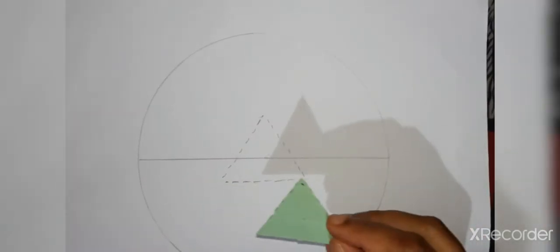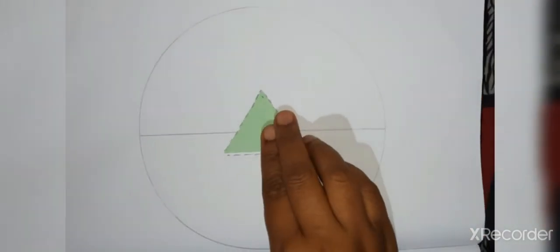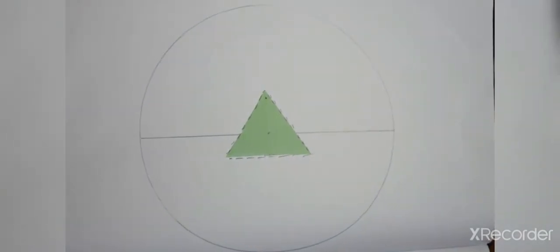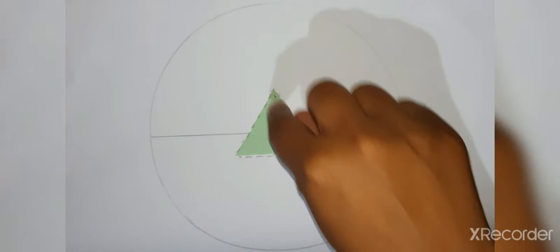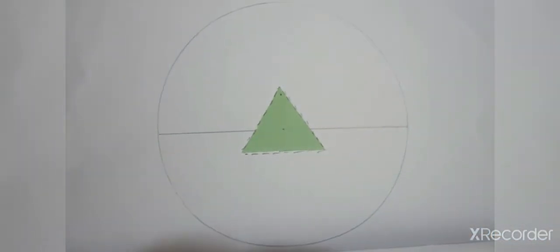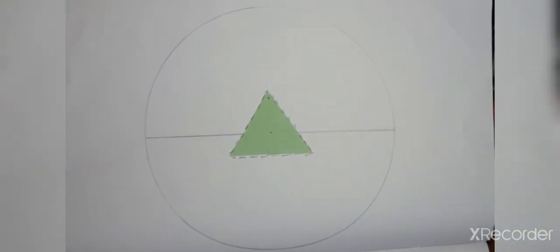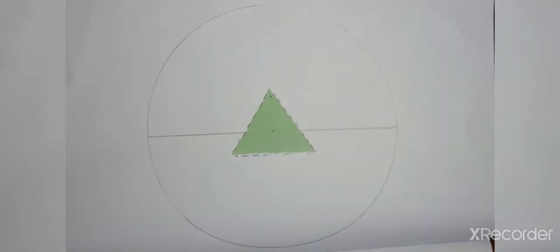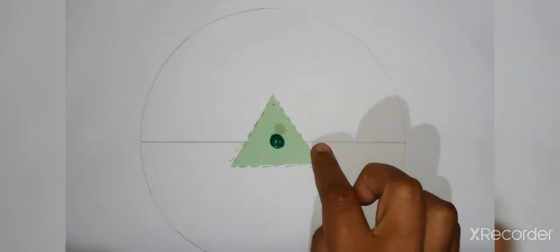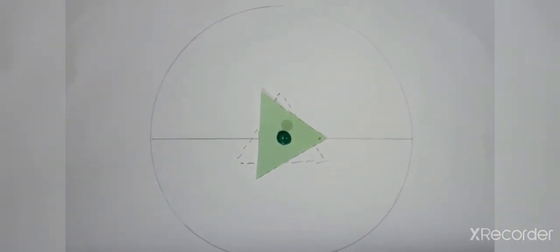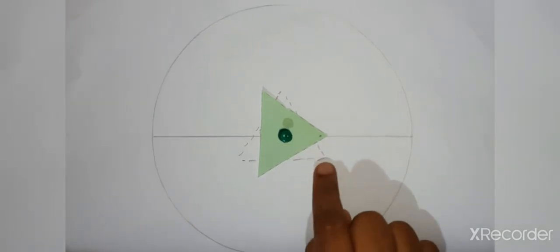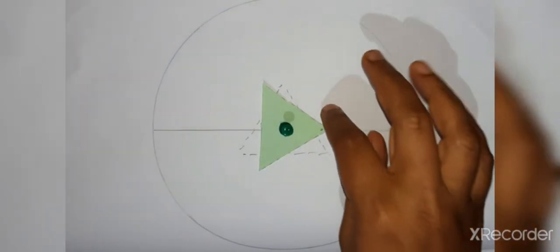Children, now I have taken a triangle and made an outline of the triangle. It's an equilateral triangle. That means a triangle in which all the sides are equal and all the angles are equal. Let us see if this shows order of rotation. So if I give it 1/4 turn, it will look like this. It is not matching with the original outline.